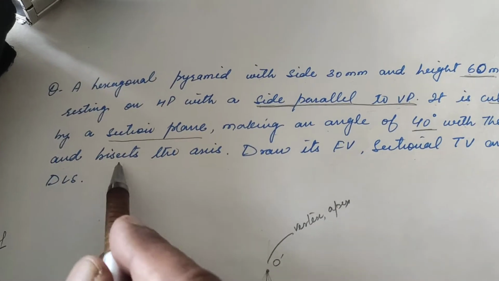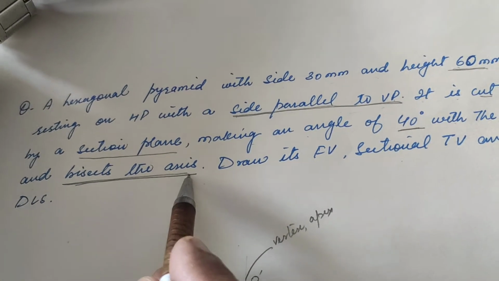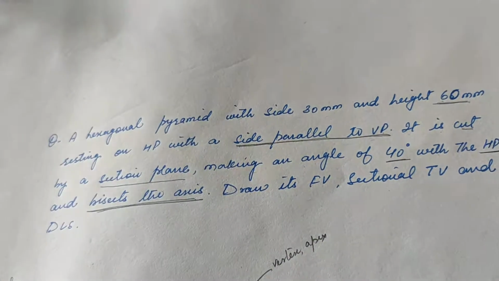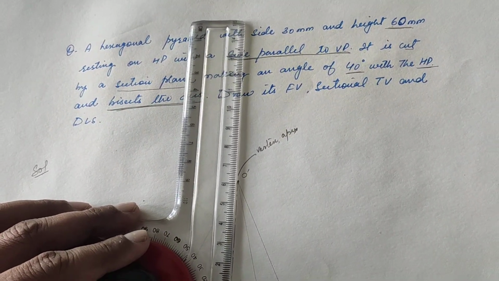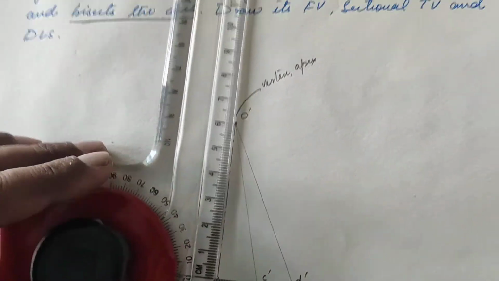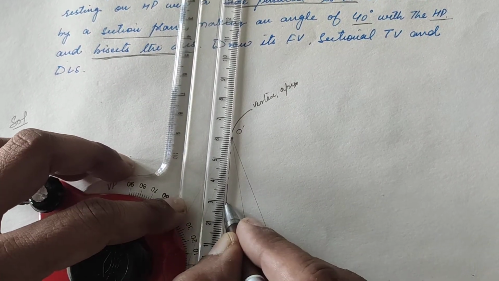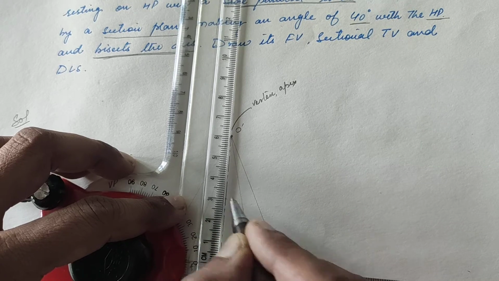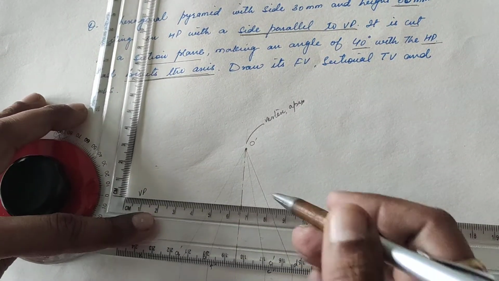And bisecting the axis. So it is bisecting the axis. Bisecting the axis means it is cutting the central axis at the center. So mark a point at the center of the axis, that means at 30 mm, and draw a faint line at that point.